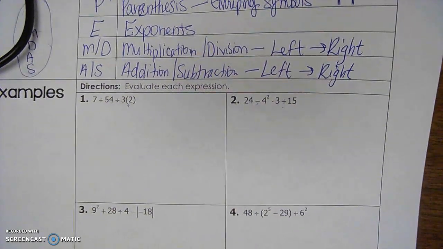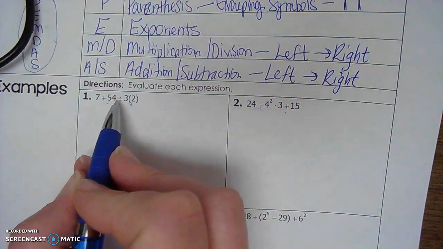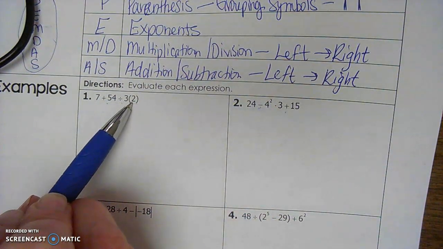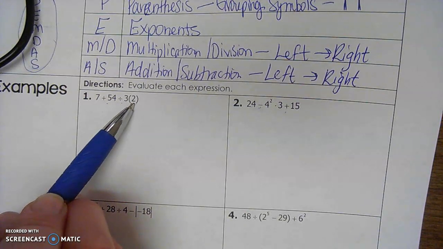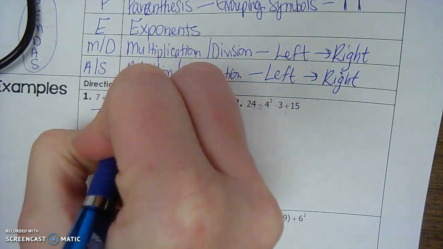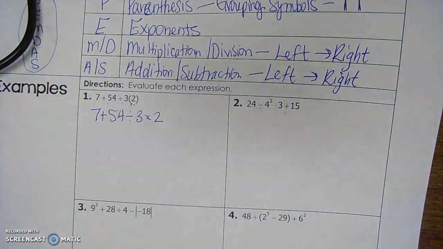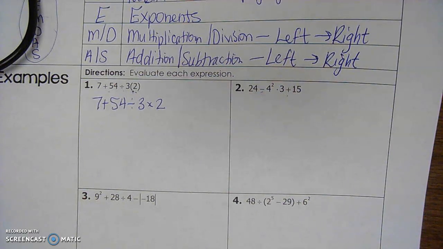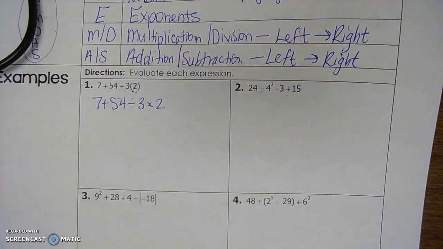All right, so number 1, 7 plus 54 divided by 3 times 2. Now, people are going to say these are parentheses. Well, we have to do those first. There's nothing inside the parentheses that need to be done as far as addition, subtraction, multiplication, or division. This is just showing a multiplication sign. So you actually could rewrite the problem like that. So it's just trying to throw you off already by making that look like you have to do that first, but you don't. So you actually need to do the 54 divided by 3 to start with.